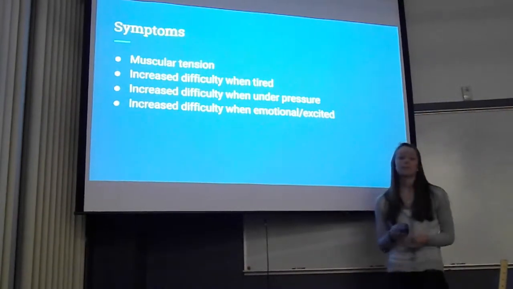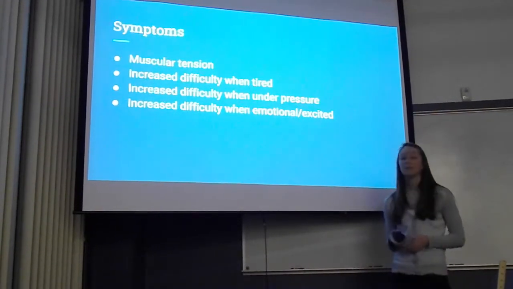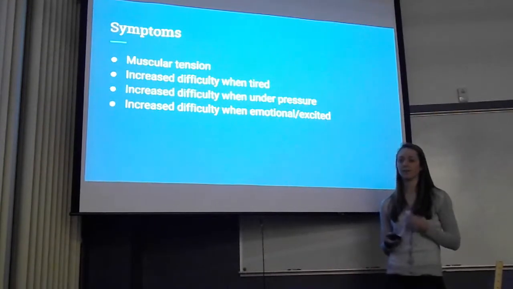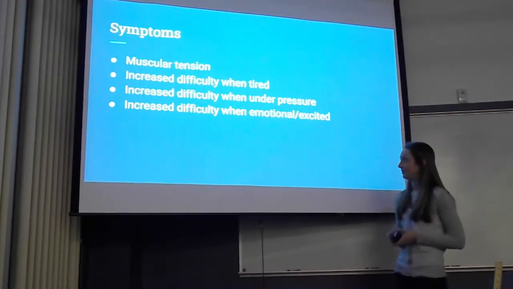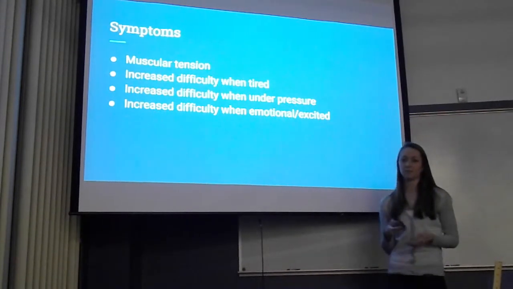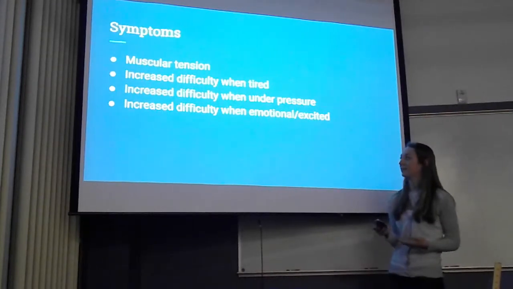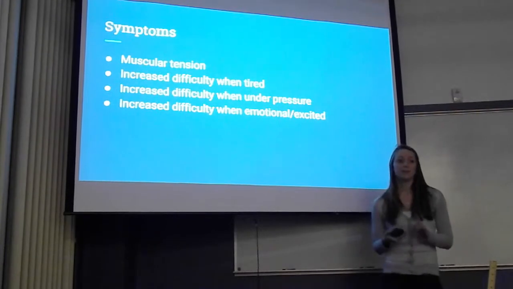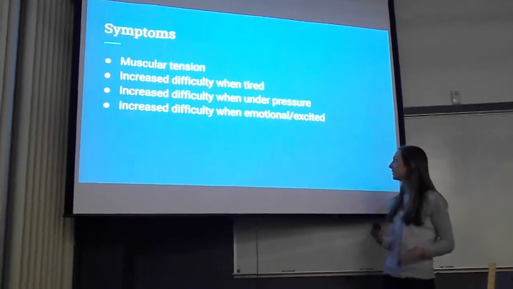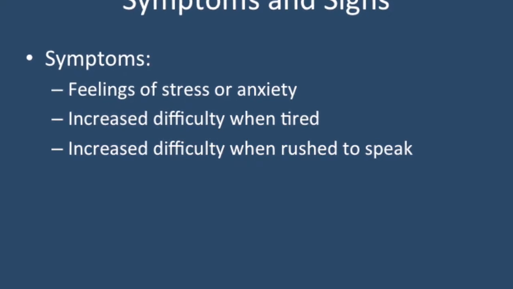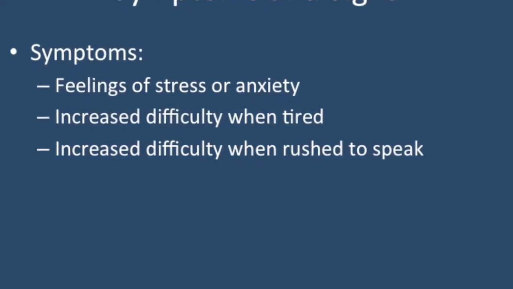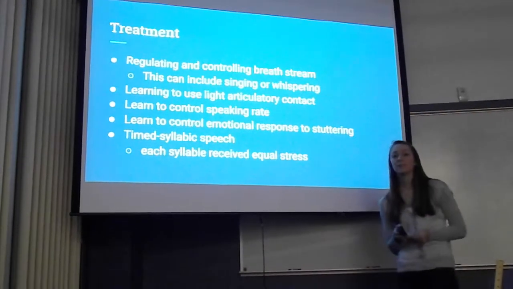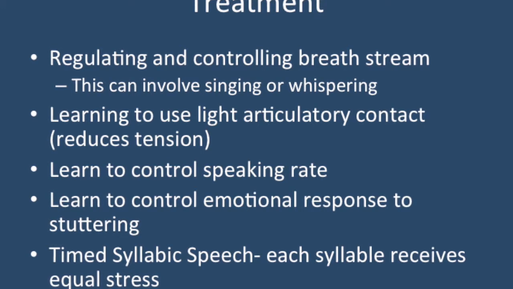Some symptoms of stuttering overlap quite a bit with the signs, just because they can be observed by a professional or just felt by the stutterer themselves. So muscular tension can be both observed and felt. But the stutterer may feel increased difficulty to speak when they're tired, when they are emotionally compromised or extremely excited. And when they're put under pressure to perform, they almost always find an increase in their stuttering. Treatment involves several techniques. One is regulating and controlling breath stream.